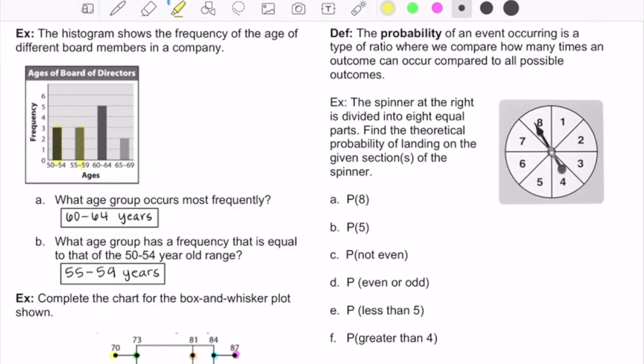Now some practice with probability. The probability of an event occurring is a type of ratio where we compare how many times an outcome can occur compared to all of the possible outcomes. And so a lot of times you'll see probability defined as this, as successes out of total.